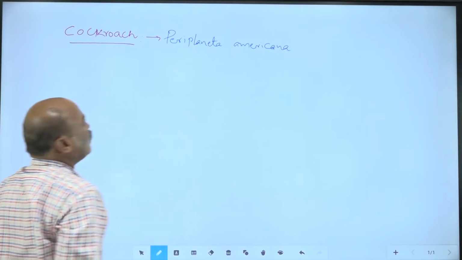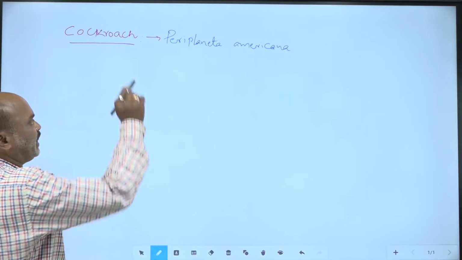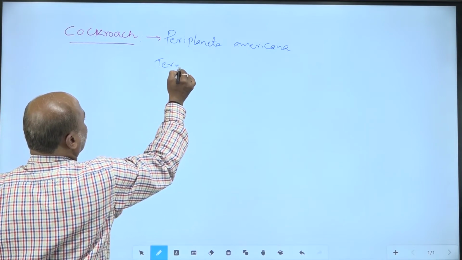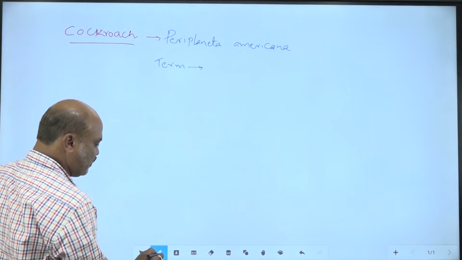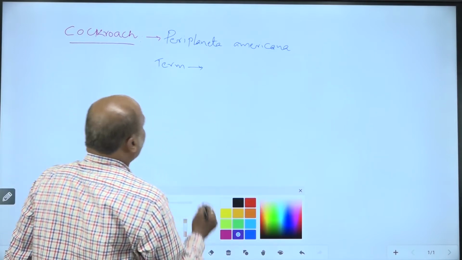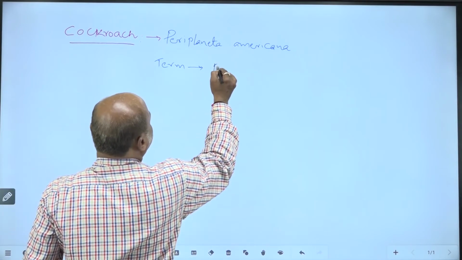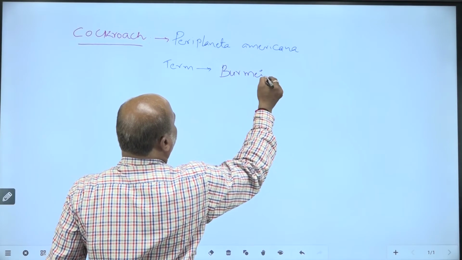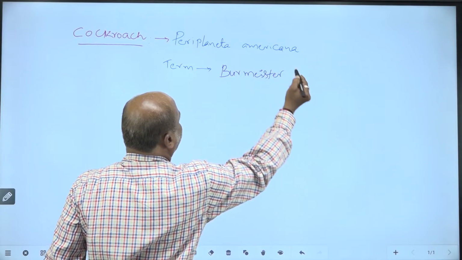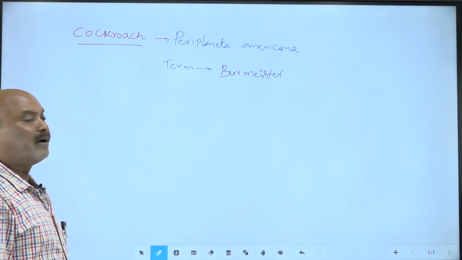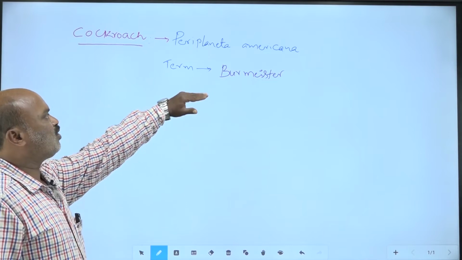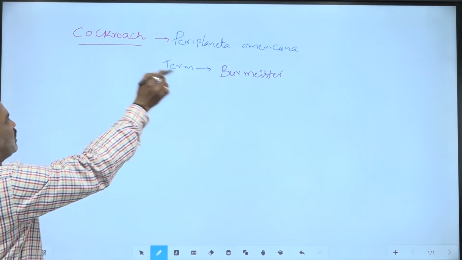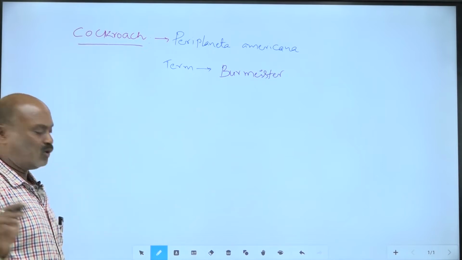So the term Periplaneta was given by Burmester. Who coined the term Periplaneta? So the name of the scientist is Burmester. So Burmester coined the term Periplaneta americana. It is the scientific name of cockroach.